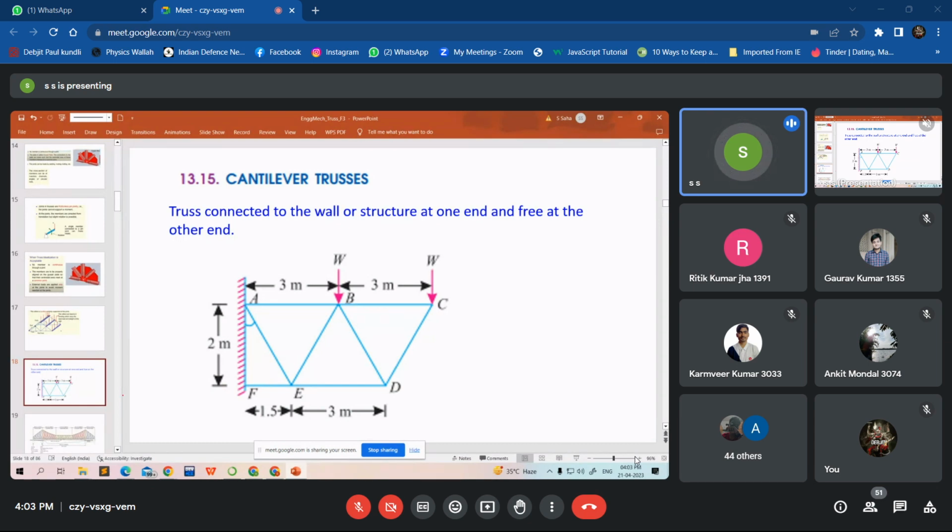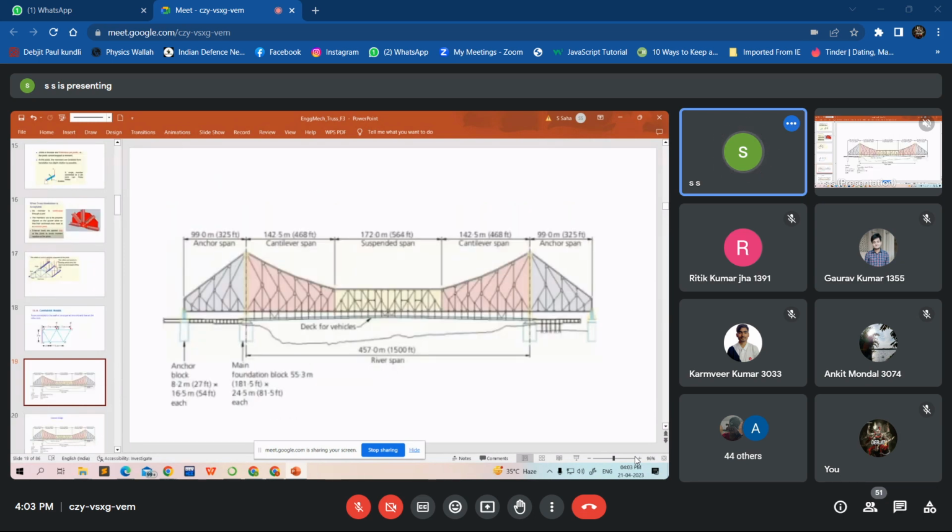Like you normally have your veranda or balcony like this. It is fixed to the main structure and projecting out. It is just free and there is no connection at the other end. Now I will show you a figure, and I am sure you will be able to tell what it is. Can you tell me what it is? Yes, very good. It is Howrah Bridge.